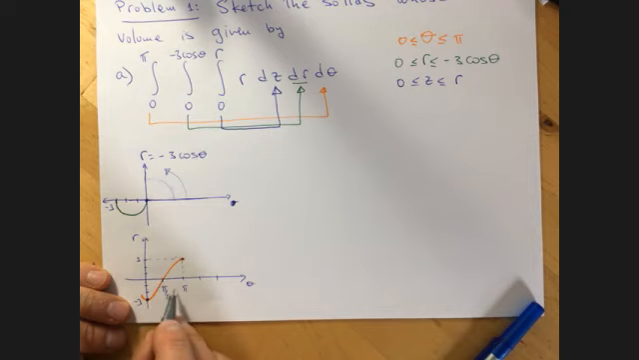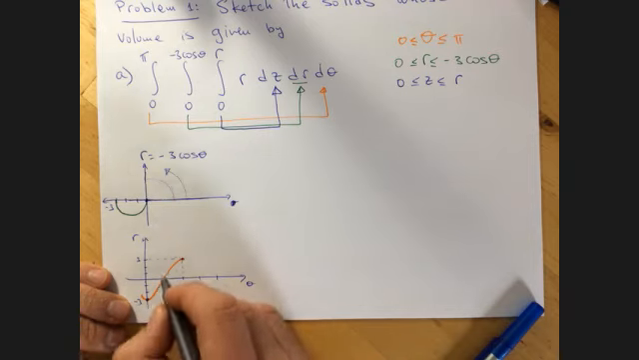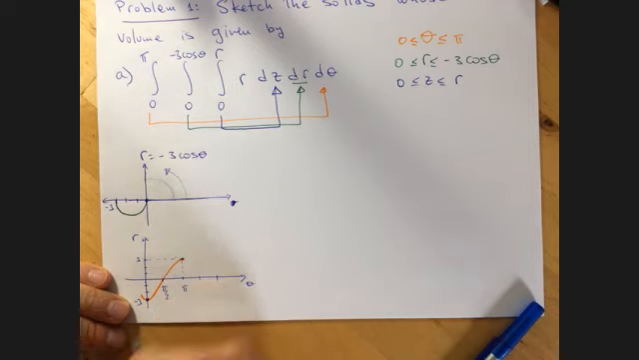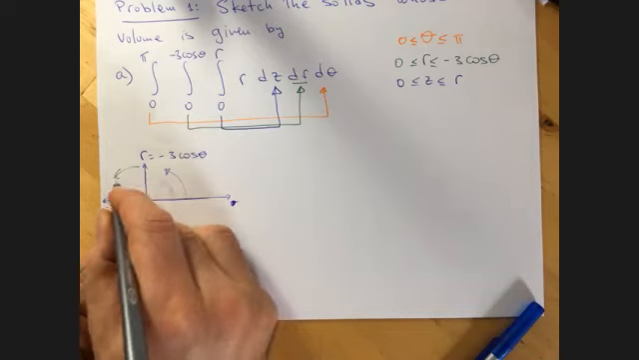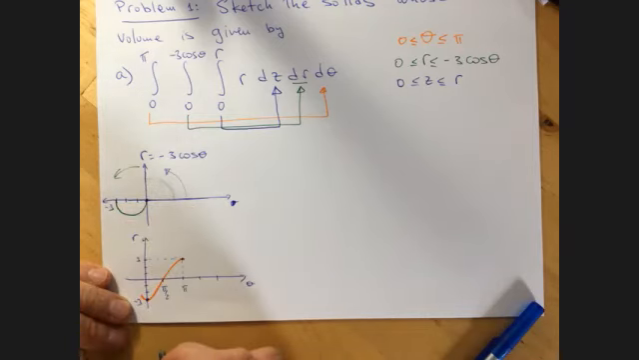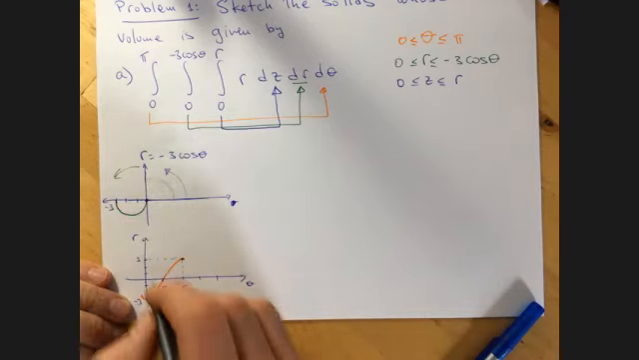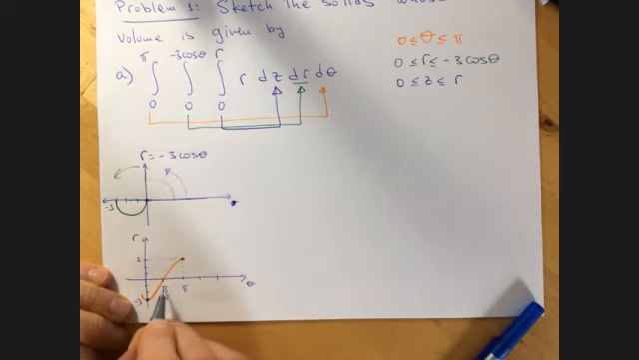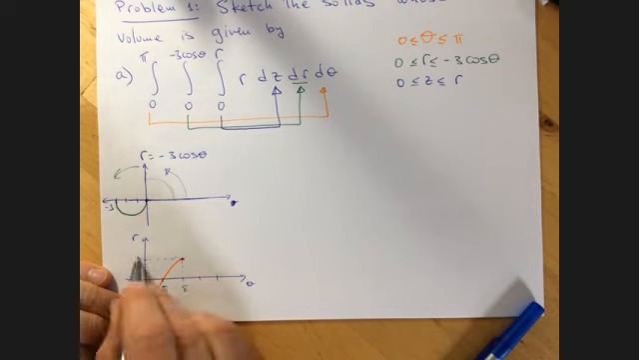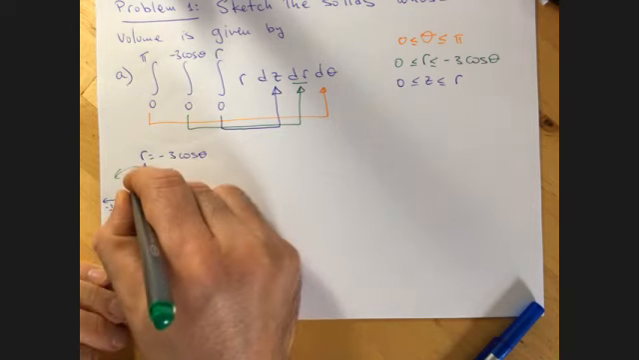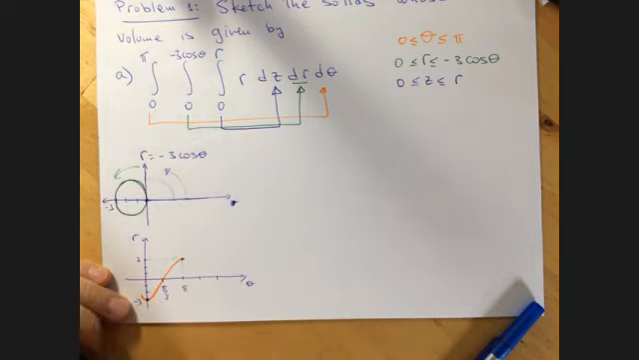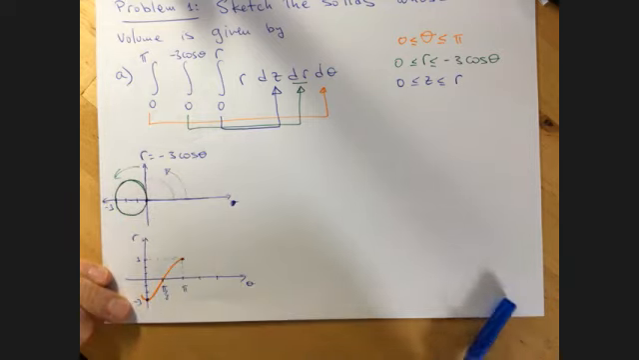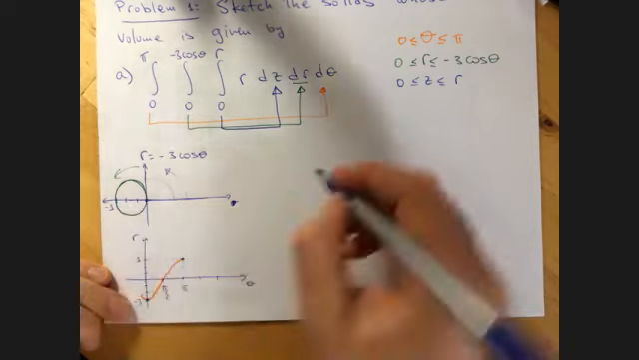Then from pi over 2 to pi, the radius is positive. So in this quadrant, the radius is positive, so that means it's going to show up in the same quadrant, right? So we go from 0, the radius goes from 0 to 3. So basically, this is nothing else but a circle, right? Okay, how are we going to represent this in 3 dimensions?